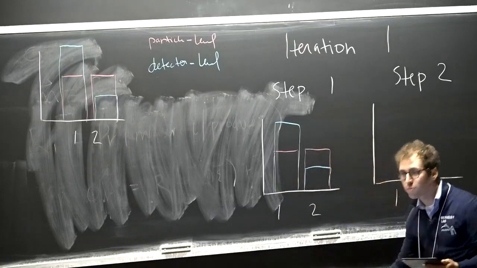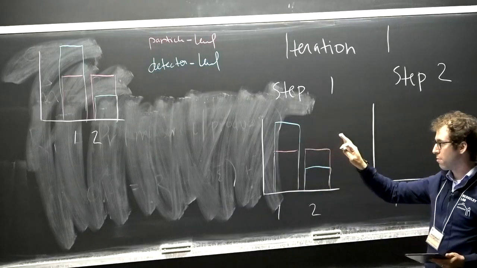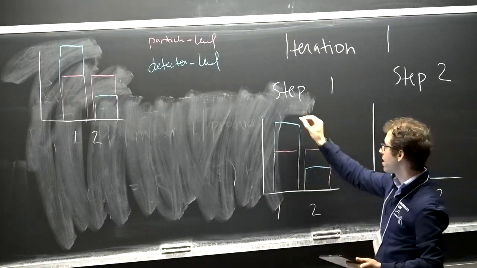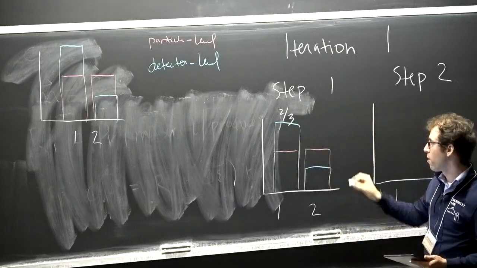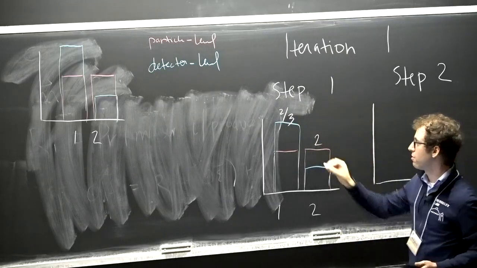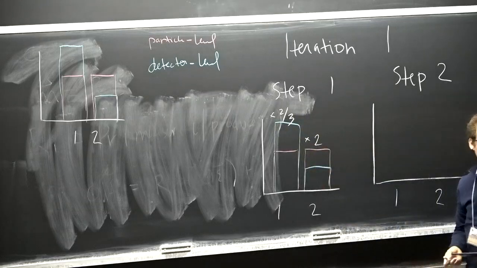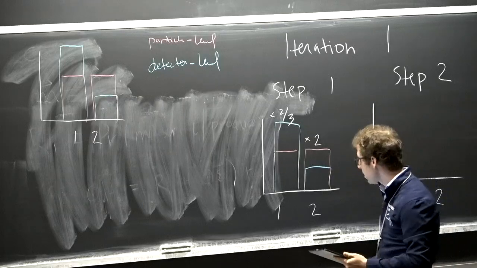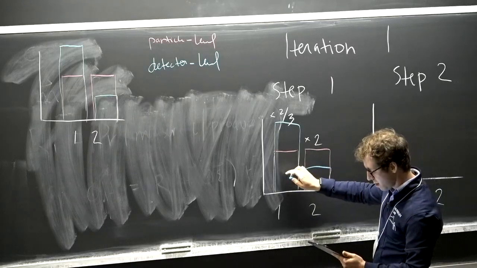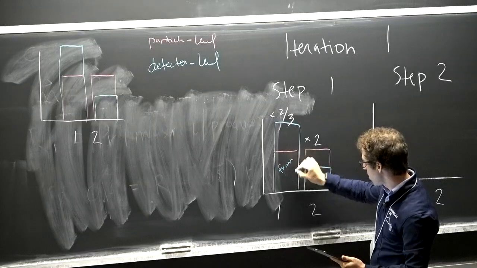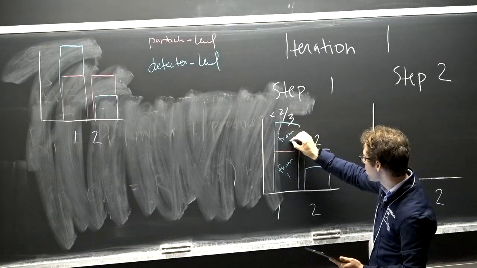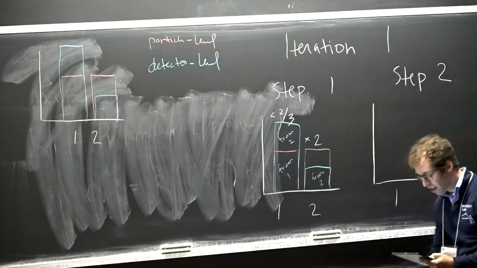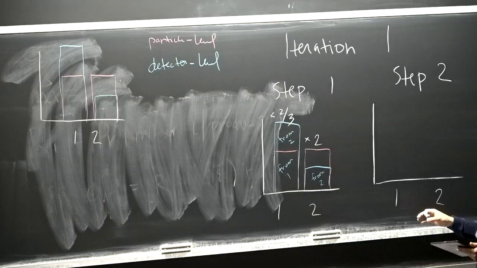Okay, so the rule is that I want to correct the blue to match the data. So the data is 50-50. So that means I have to assign a weight of 2/3 to this bin and a weight of 2 to that bin. So those are the weights I'm going to apply. Okay? And then I note that the events here came from 1, these came from 2, these came from 2. Okay. So now for step 2, I want to assign the weights based, oh yeah.